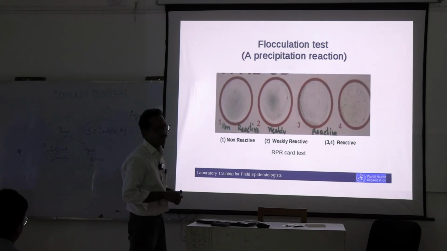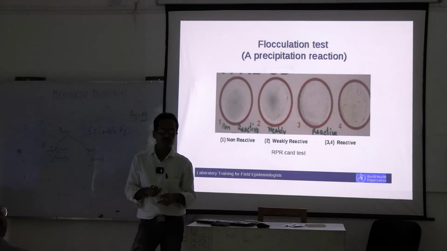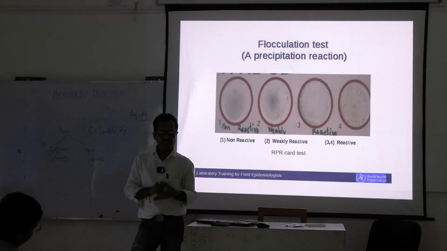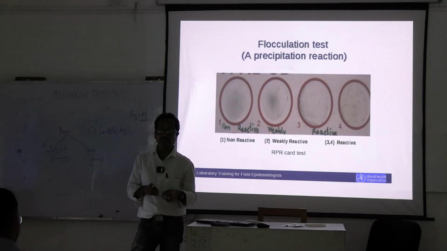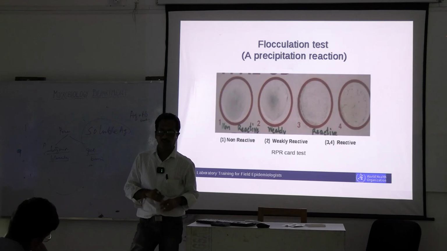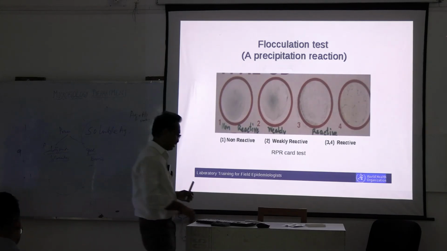RPR card test. You will see the cards are white in color. Whenever you see the RPR card, you can check the RPR card. I will keep the used RPR card for the next day, or a card will show. This is a white card where you can see the black carbon particle. That is the RPR test.